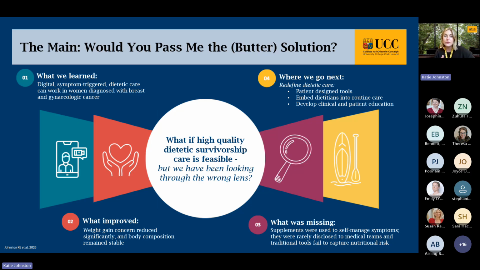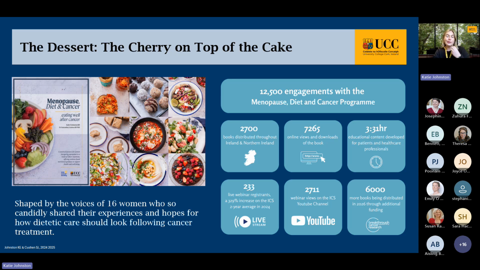We need patient-designed tools, we need to embed dietitians into routine care, and we need to develop clinical and patient education. So I'm really delighted to say that we tried to do some of this. We produced Menopause, Diet and Cancer, both a book and a webinar series that really for the first time dealt with the nutritional needs of this cohort of patients. It was shaped by the voices of 16 women who so candidly shared their experiences and hopes for how dietetic care should look following cancer treatment.